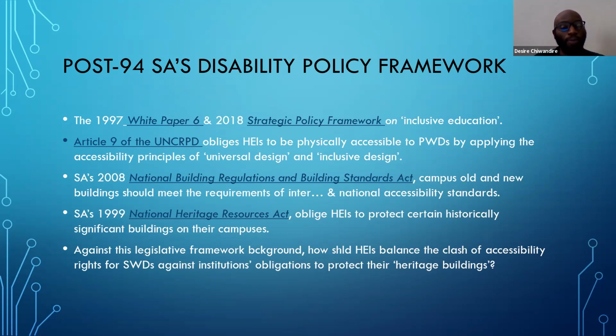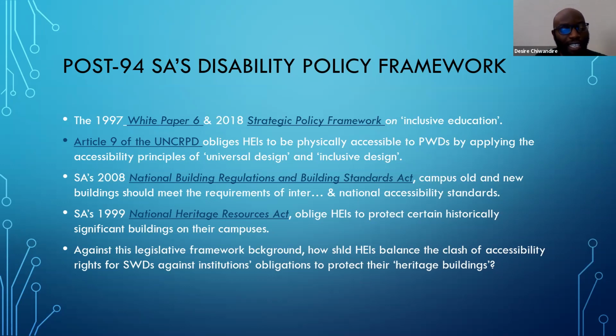Then when it comes to the legislation which provides for the buildings, there's the 2008 National Building Regulations and Building Standards Act, which obligates campuses to ensure that their old and new buildings meet requirements for international and national accessibility standards. Perhaps this would mean that a building with four floors needs to have a lift, anything to ensure that the building is equally accessible to persons with disabilities.